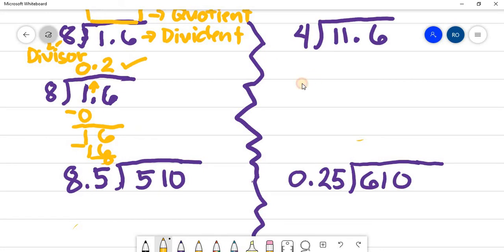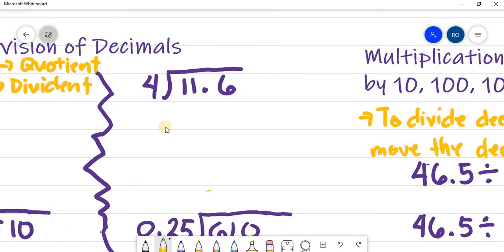Okay. Let's have 11.6 divided by 4. Again, let's bring up the decimal point. Now we have 11 divided by 4 is 2. 2 times 4 is 8. Let's subtract: 11 minus 8 is 3. And bring down 6. So 36 divided by 4 is 9. And 9 times 4 is 36. So 36 minus 36 is 0. So we have the quotient 2.9.